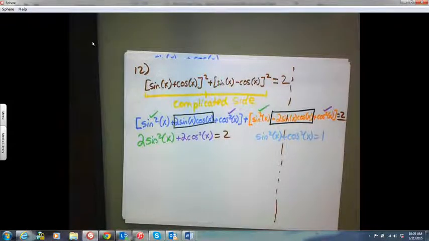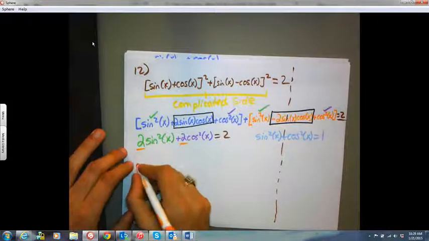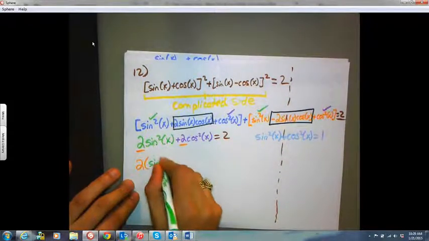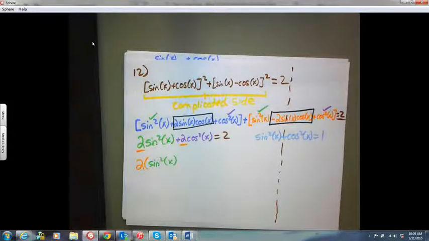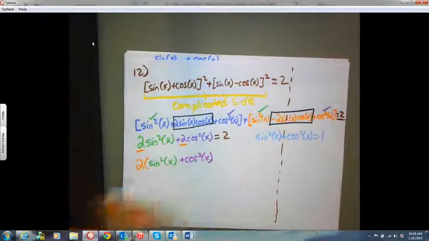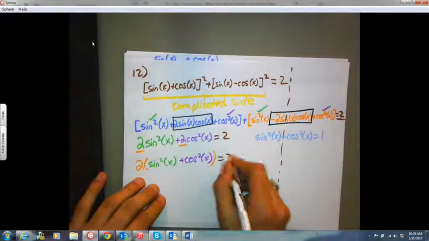Distributing, also known as factoring. These both have a 2. Take it outside. So what do we have? 2 times, parentheses, sine squared x plus cosine squared x. And again, in brown, we have the big parentheses here. And then in brown, we still have equals 2.